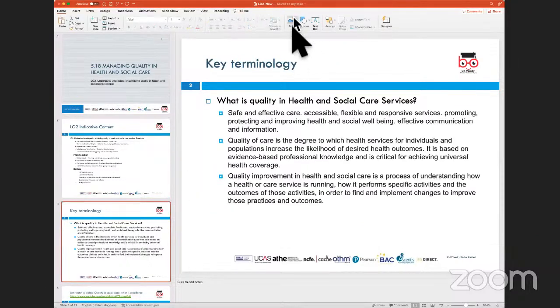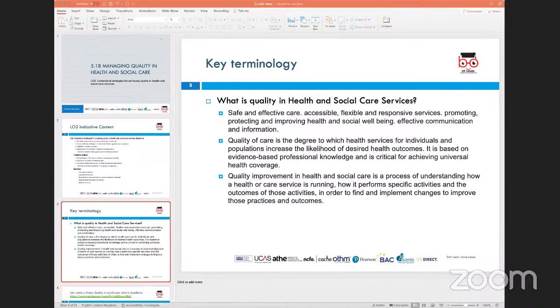Now, before I start, I want to look very briefly at one or two things related to what is quality, in the context of health and social care. So when we talk about quality in the context of health and social care, what do we mean by that? When we talk about implementing quality, we are basically looking at two or three things, and two or three words should come to your mind.